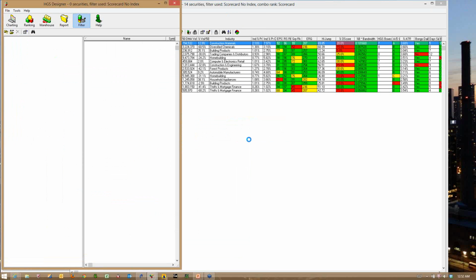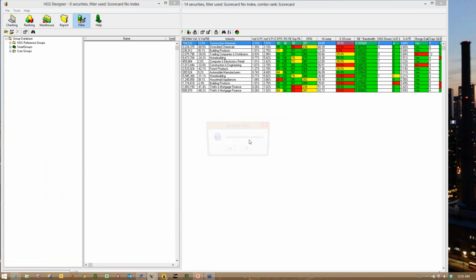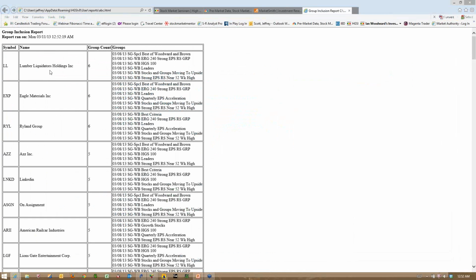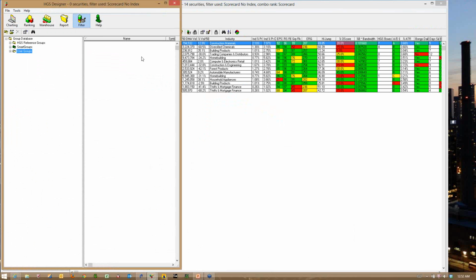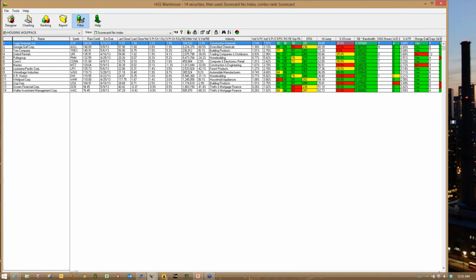And what this is doing is it's looking in all those smart groups, which are automatically done for you every night, and finding out if there's any stocks that end up in multiple groups. Well, Lumber Liquidators, they make wood for the houses. Eagle Materials, Ryland is a builder. AZZ makes electrics. LinkedIn, On Assignment, Railcar. These are the top stocks that we found that way. So let's quickly run through them, look at one other view, and then most likely say good night.